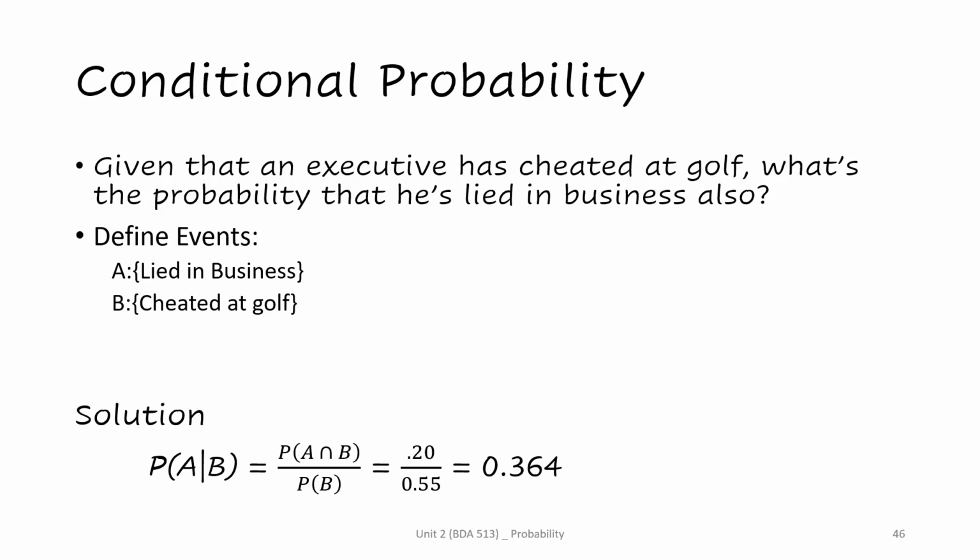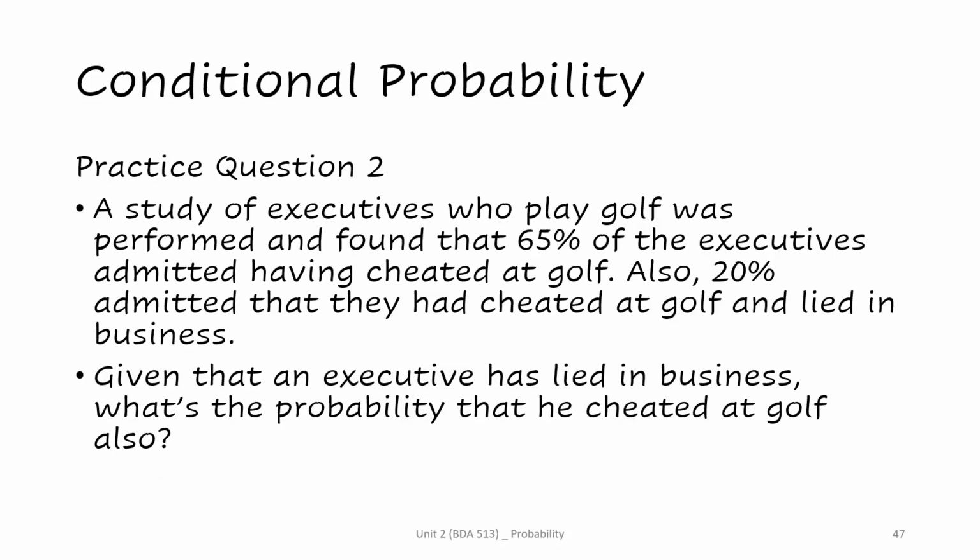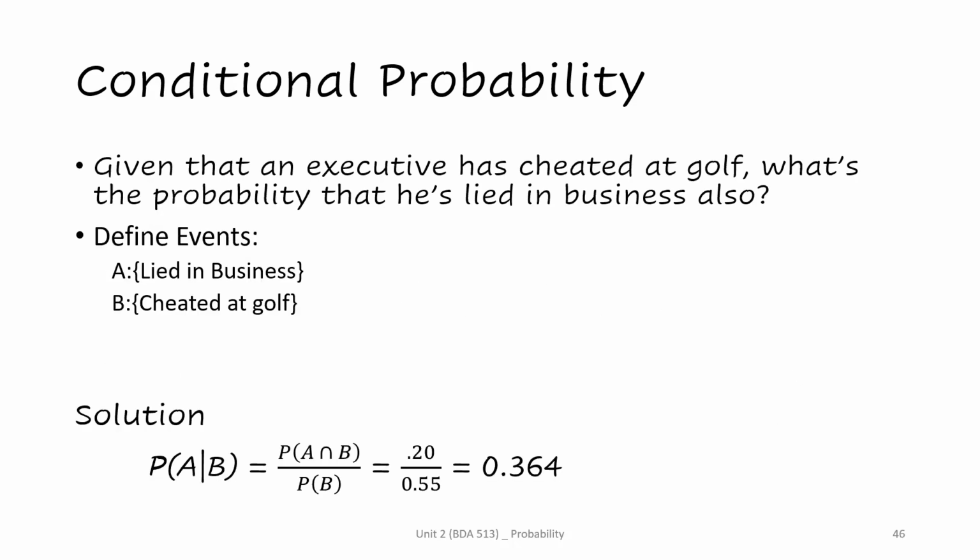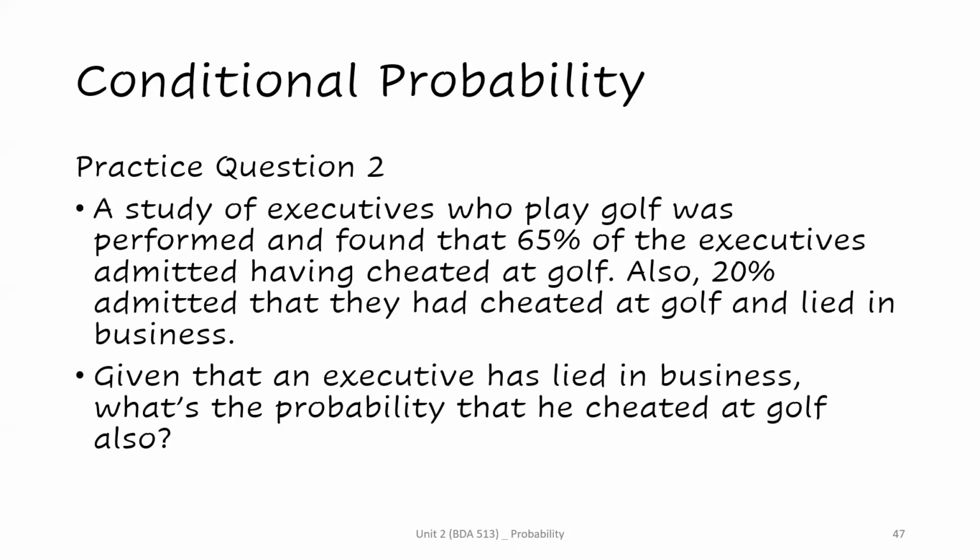Okay, so with that in mind, let's see if we can solve this question. The same scenario, just that the percentages have changed. A study of executives who play golf was performed and found that 65% of executives admitted having cheated at golf. Also, 20% admitted that they cheated at golf and lied in business. Given that an executive has lied in business. So now you see that the given has changed. Given that the executive has lied in business, what is the probability that he cheated at golf? Let's work it out and see.